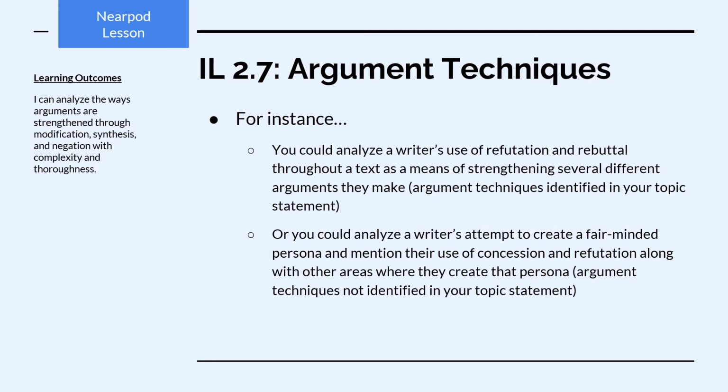Here, you'd want to mention the techniques of refutation or rebuttal in your topic statement of the paragraph. Or, on the other hand, you could analyze a writer's attempt to create a fair-minded persona, and within that analysis, mention their use of something like concession and refutation that enhances that larger rhetorical technique of creating the persona. Here, the argument technique would not be identified in your topic statement, and you just mention it like you would a style device.